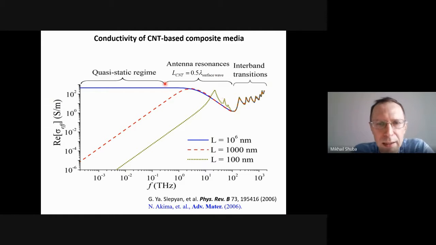And in the low frequency quasi-static regime, because of the strong depolarizing effect, the currents are suppressed in the tubes, and the electromagnetic response from the tube is small due to the screening effect.